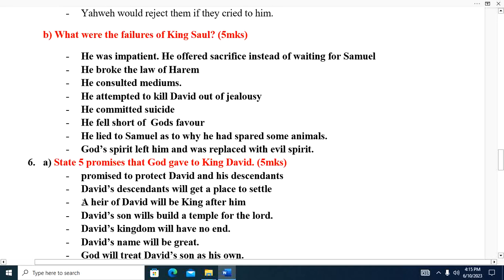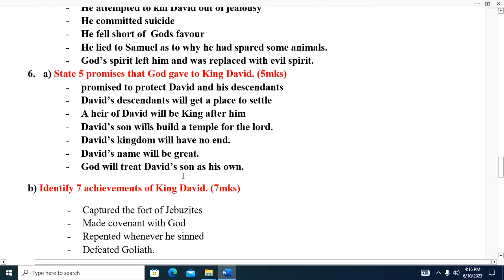We go to number 6. State 5 promises that God gave to King David. God promised to protect David and his descendants. Next, David's descendants will get a place to settle. Next, an heir of David will be king after him.